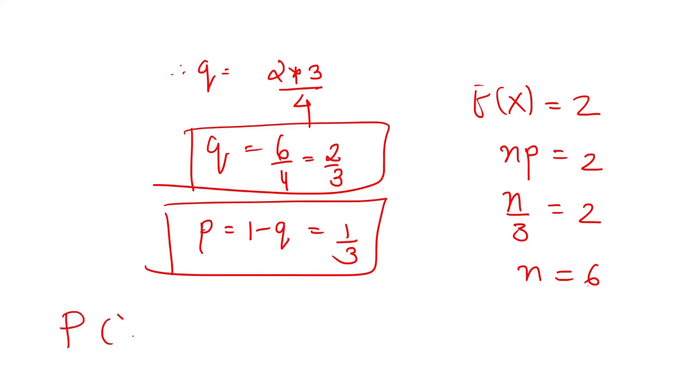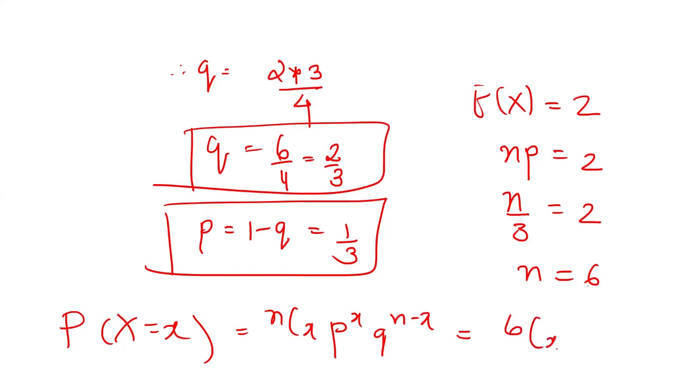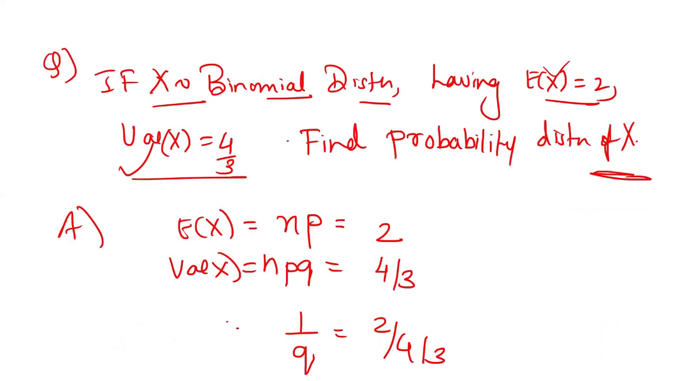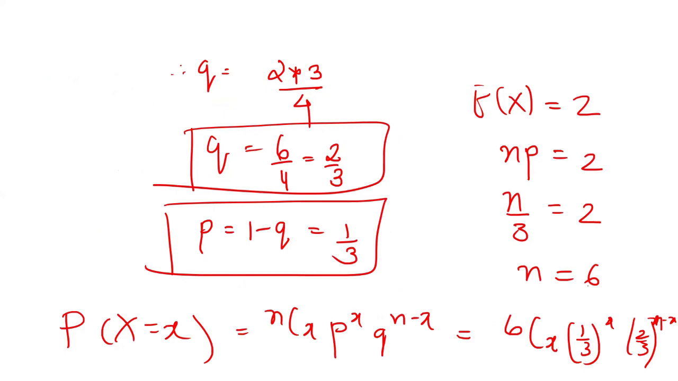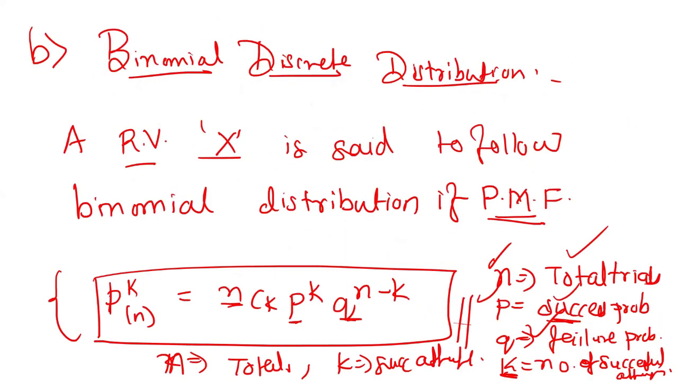Therefore, if I have to write down the probability distribution, it is given as NCX, P raised to X, Q raised to N minus X. Therefore, it is 6CX, with P given as 1 by 3 raised to X and 2 by 3 raised to N minus X. This is the probability distribution. So in the question they told you that it follows the binomial distribution, and the expectation and variance of X were given. Find the probability distribution. You can solve it in such a way. Okay, so that's it. Thank you so much.